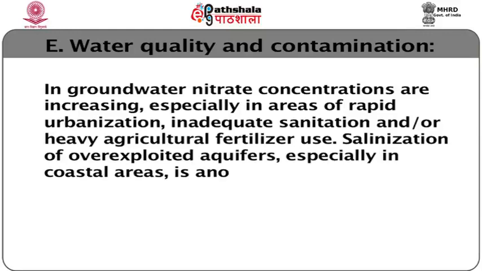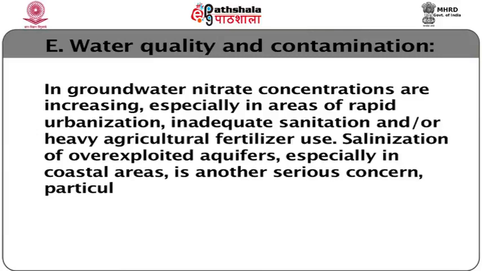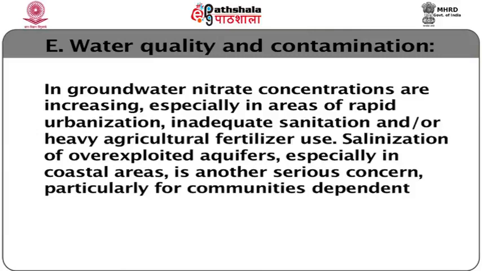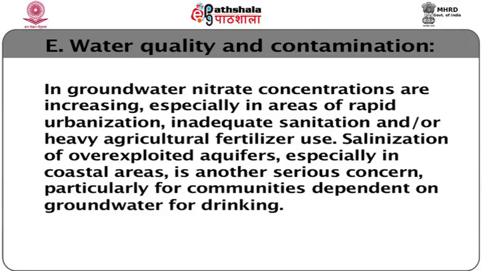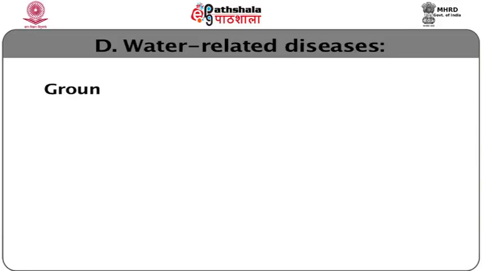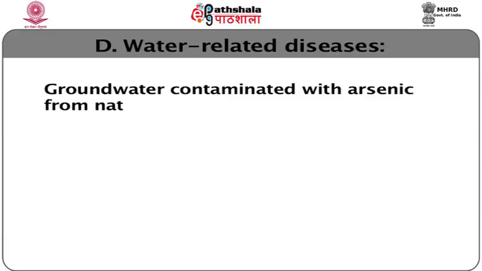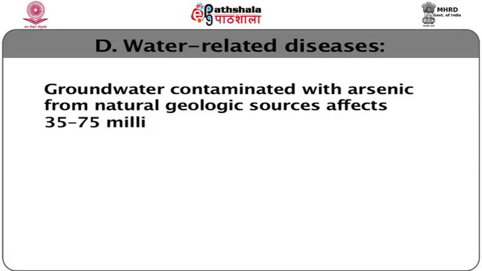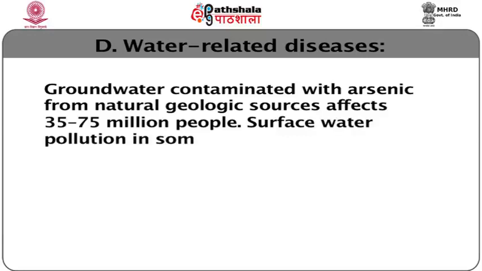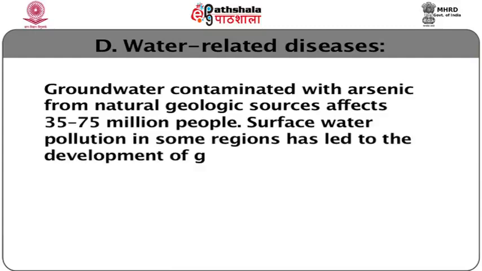Salinization of overexploited aquifers, especially in coastal areas, is of course another serious concern, particularly for communities dependent on groundwater for drinking water purposes. Groundwater contamination with arsenic from natural geologic sources affects about 35 to 75 million people, and as you all know, India has major populations which are directly and indirectly affected by this arsenic pollution.